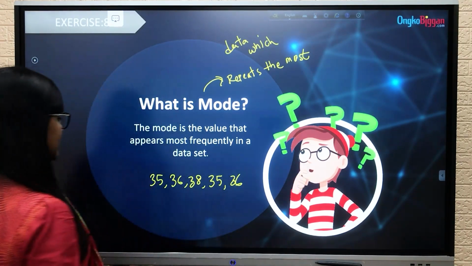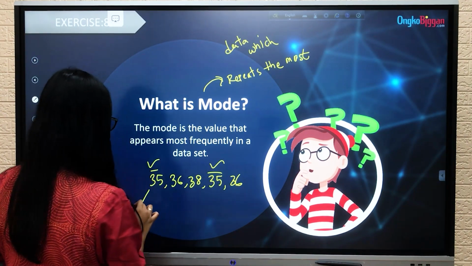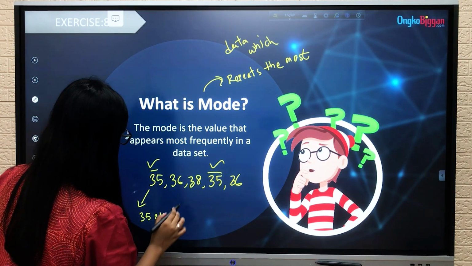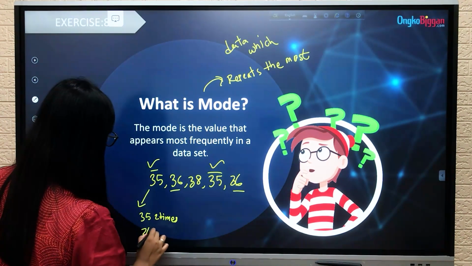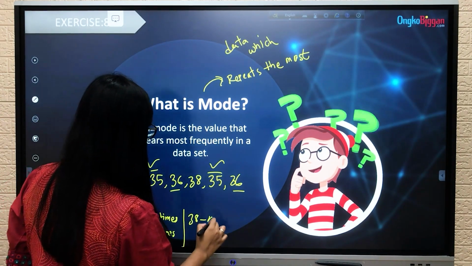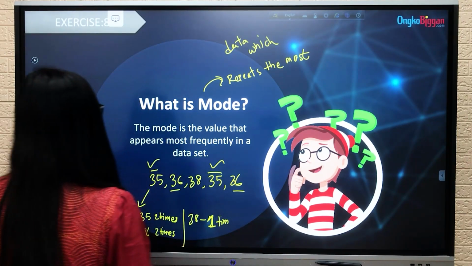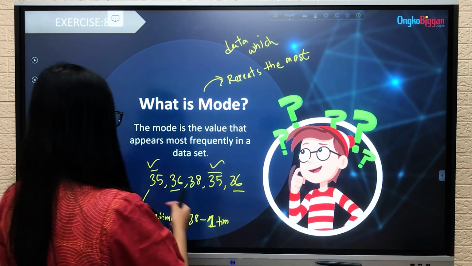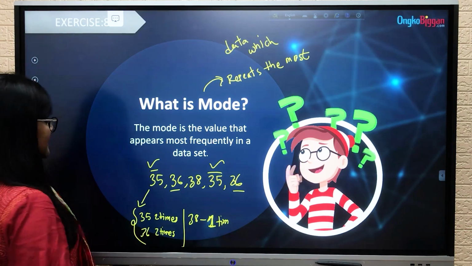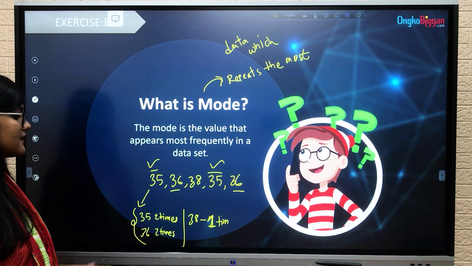So here we can see we have 35 twice, 2 times, and 36 also 2 times, 38 1 time. So here our mode will be 35 and 36, both of them, because these have appeared the maximum time among all the data.